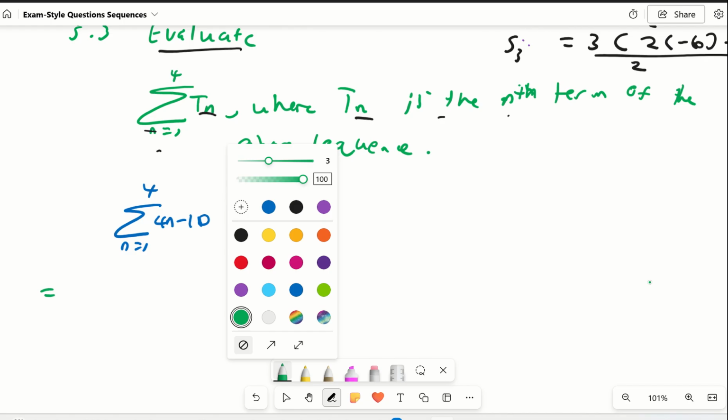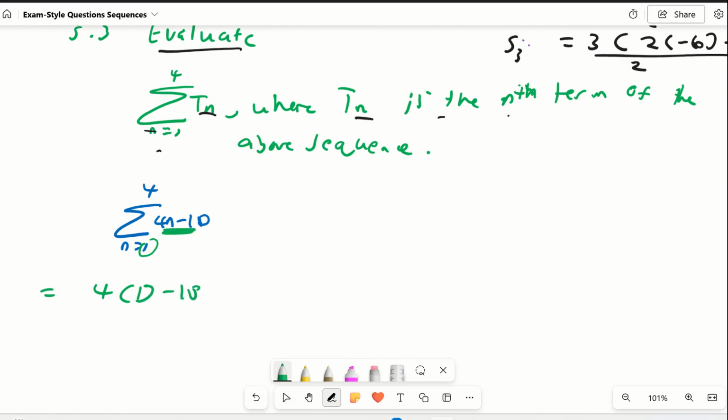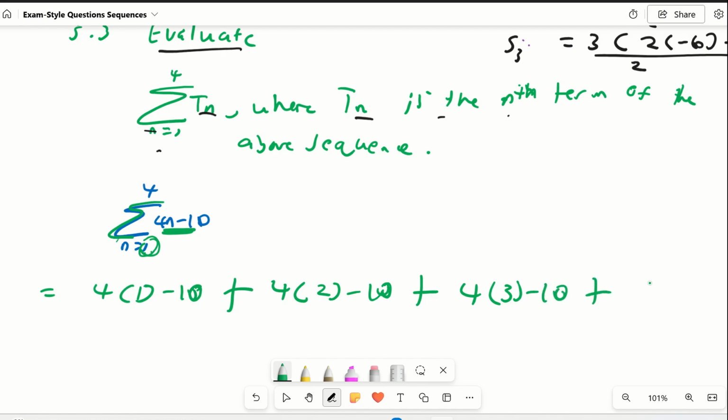So it's equal to 4, then you substitute the first number there. That's 1, what appears first. Minus 10. You just substitute this into that. This whole thing means summation. You're adding everything starting from n equal to 1. Move to the next one, plus 4 times 2 minus 10, plus 4 times 3 minus 10, plus the last one, 4 times 4 minus 10.